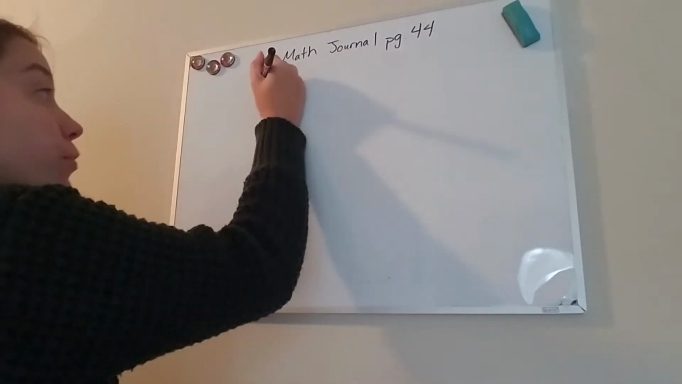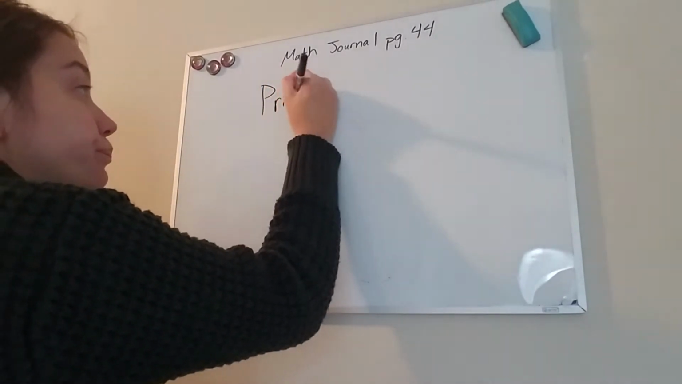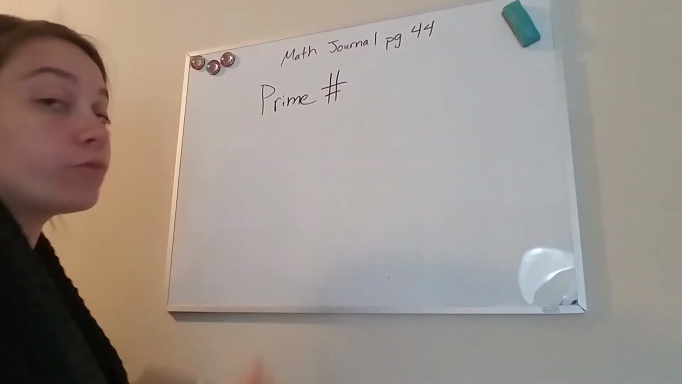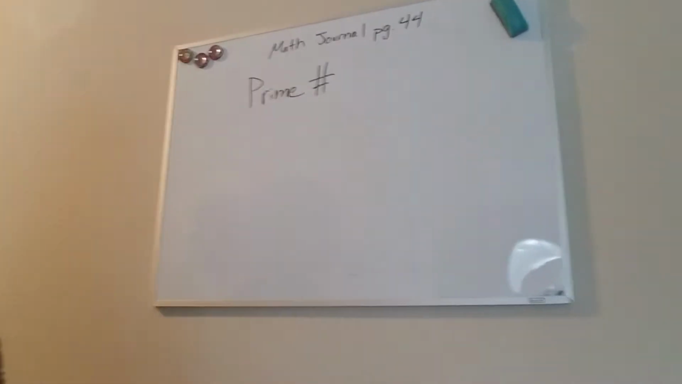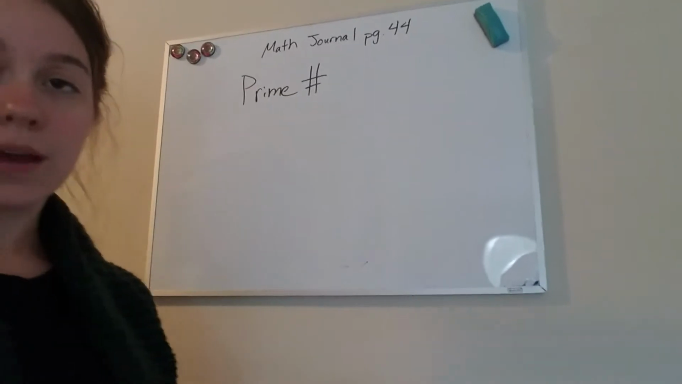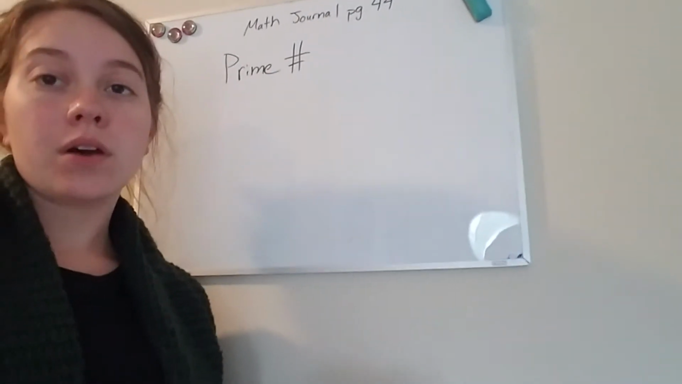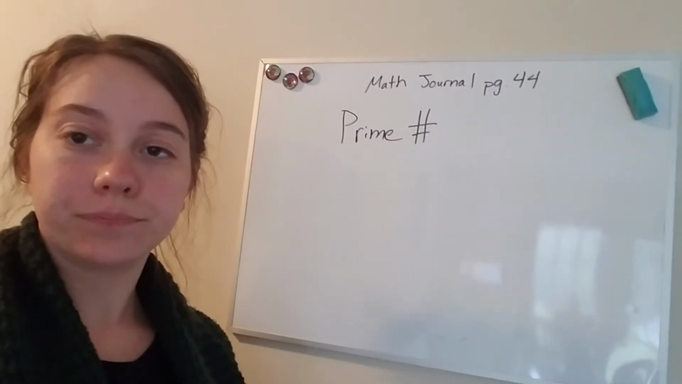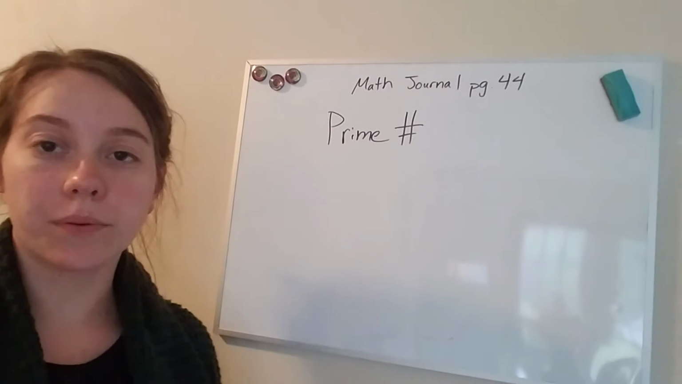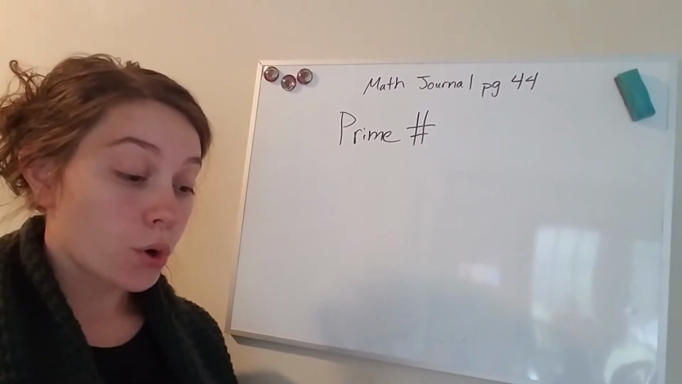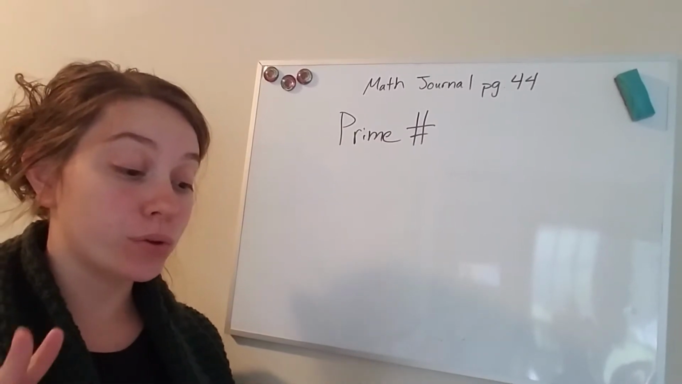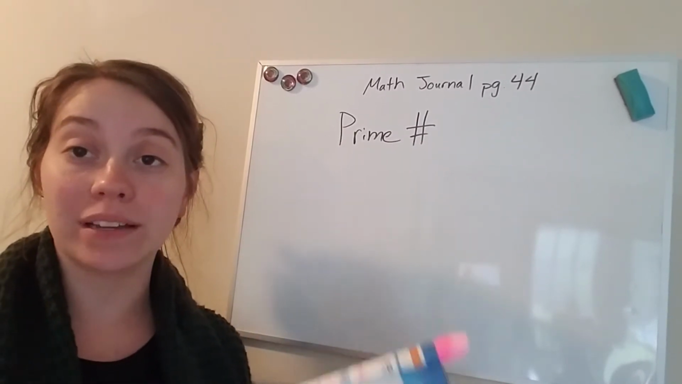So if we have a prime number, that means, if you look up here, it says it has exactly two different factors, one and the number itself.